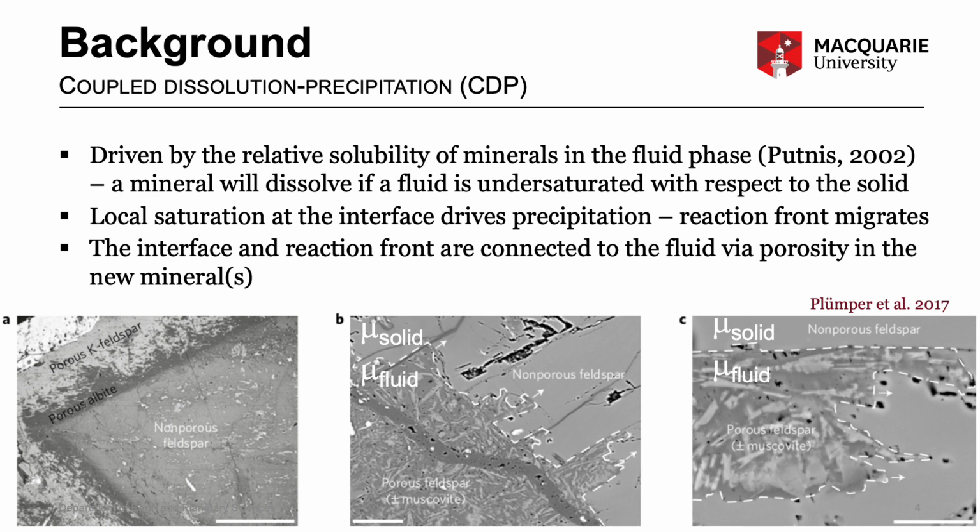The process is driven by the relative solubility of the minerals in the fluid. And so a mineral will dissolve if the fluid is undersaturated with respect to the mineral. Because we've just dissolved a whole lot of components of the mineral into the fluid, you get local saturation at the interface, and this drives precipitation. And so then the reaction migrates inwards into the crystal, and this happens via porosity in the new minerals.